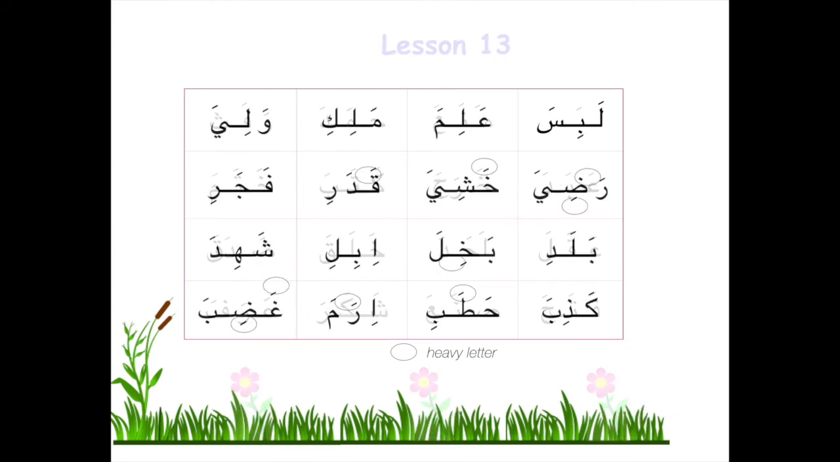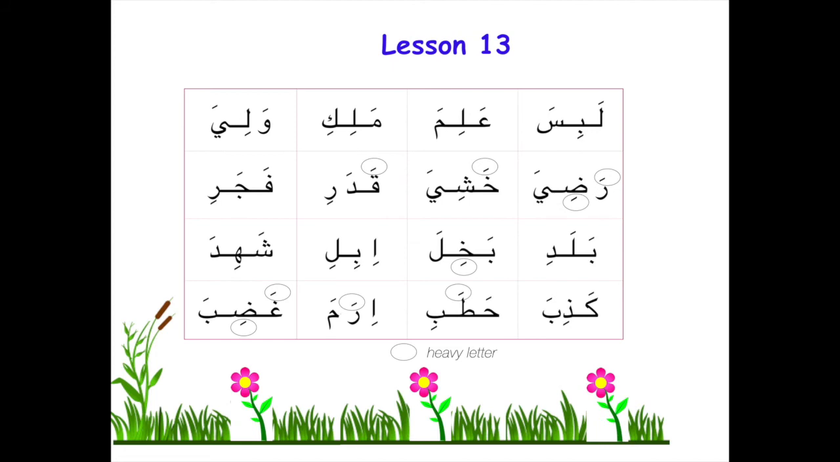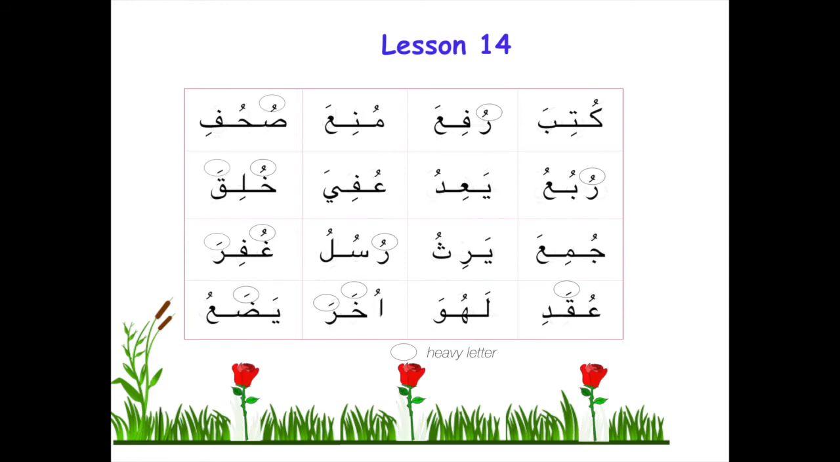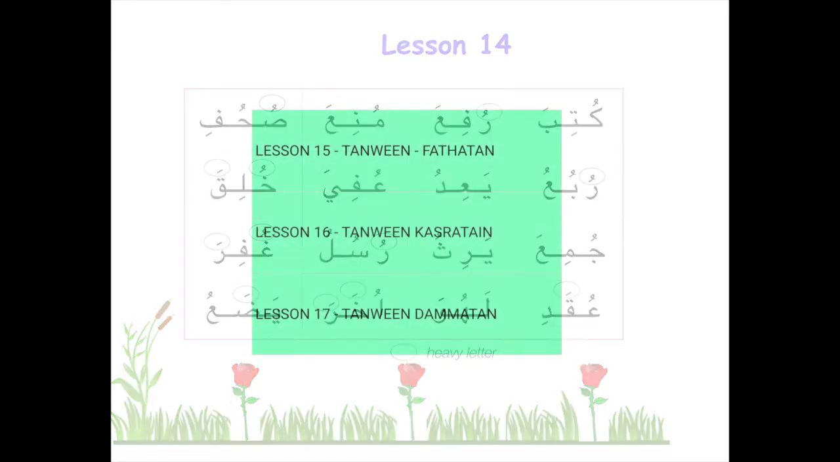Lesson number 13, we then introduced the kasra symbol. So we now have la, bi, sa. So we're now doing the e sound. Li, ma, li, ki, wa, li, ya. And then lesson number 14, we introduced the dhamma. So here we would have ku, ti, ba, ru, fi, mu, ni, su, hu, fi, and so on. So go back and check lesson number 14 for that.